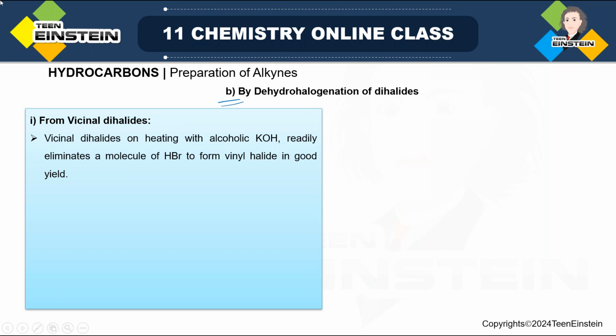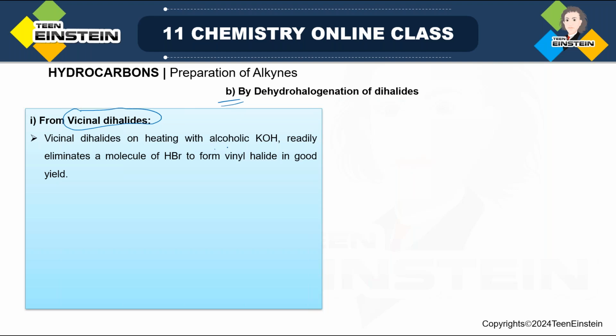Now under this heading, the first reaction is when the dihalide is of type vicinal dihalide. Now this reaction we have covered, but again I am just brushing up this slide because that is also under the heading of dehydrohalogenation of dihalides. So this is number one, when we have some vicinal dihalides. And vicinal dihalides means the two halogens are at 1 and 2 position.